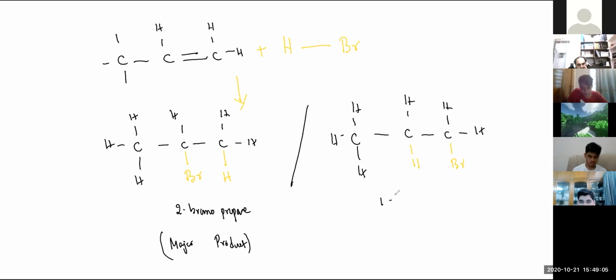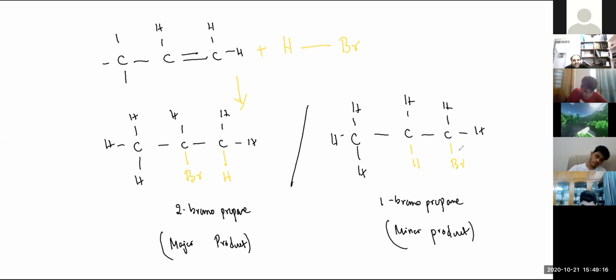And 1-bromopropane is the minor product. So the rich gets richer, right? This carbon already had 2 hydrogens, 1 more hydrogen came in. That's your major product. And this had 1 hydrogen and 1 hydrogen came in.